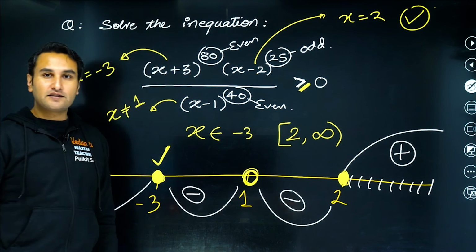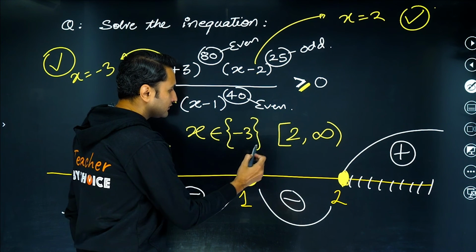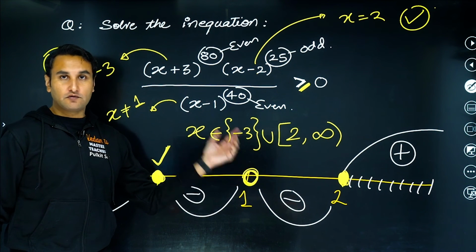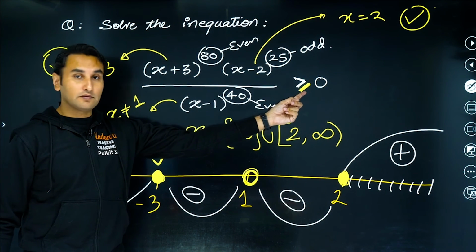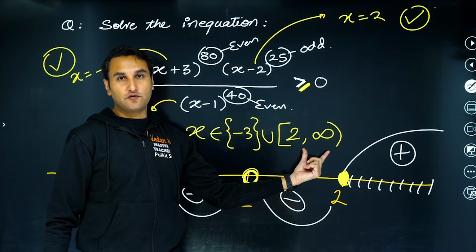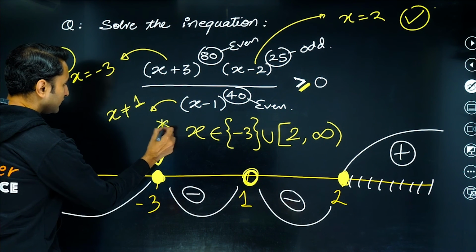But how do you represent a single number? A single number is represented by a curly bracket. So either x is equal to minus 3, which makes the entire thing 0, which is required, or x lies between 2 and infinity with a closed bracket at 2. Beautiful. This is wonderful. Note this.